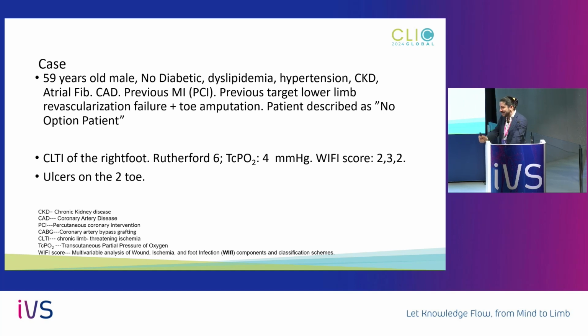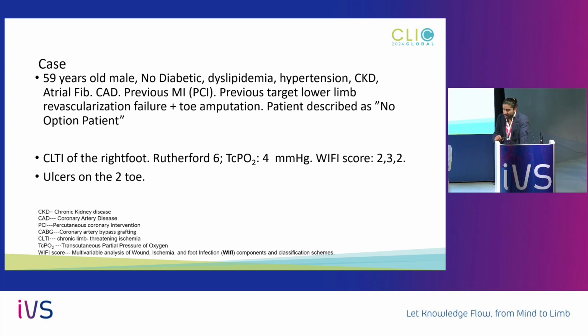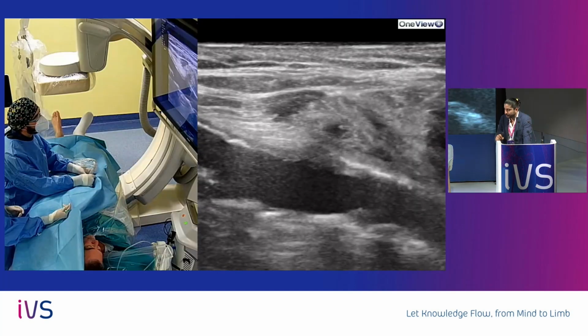Yeah, he's the target. Diabetic, dyslipidemia, hypertension, chronic kidney disease, atrial fibrillation, coronary artery disease, previous myocardial infarction plus PCI, previous target lower limb revascularization failure plus toe amputation. Patient described as a no-option patient. CLTI of the right foot, Rutherford 6, TcPO2 is very low, is 4, WIfI score is 232, with the ulcer in the previously amputated second toe.